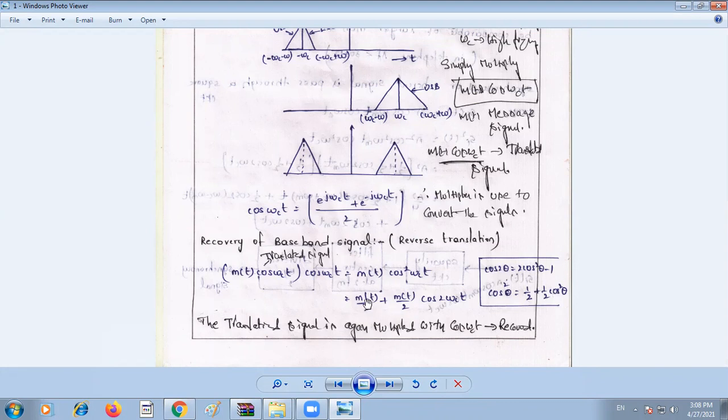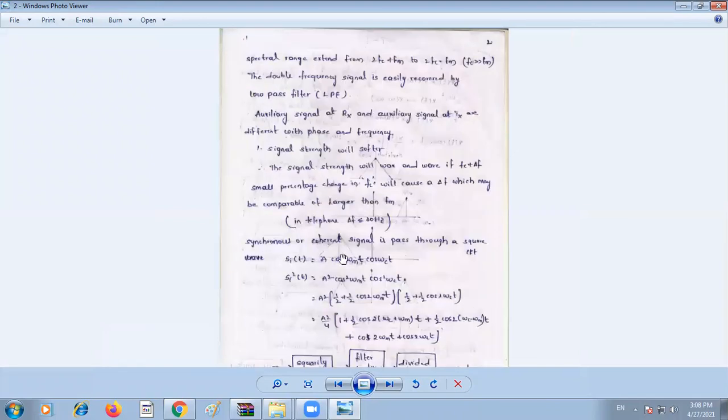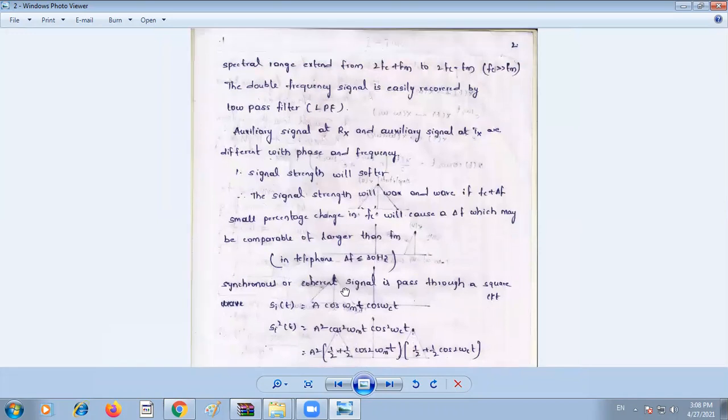Now, m of t by 2 plus m of t by 2 cos 2 omega ct. So the translated signal is multiplied again with cos omega ct, and then you get the recovered signal. Now the spectral range extends from 2 fc plus fm to 2 fc minus fm, where fc is the high frequency and fm is the low frequency.